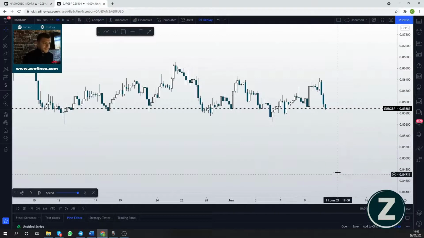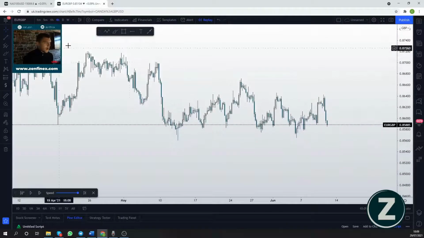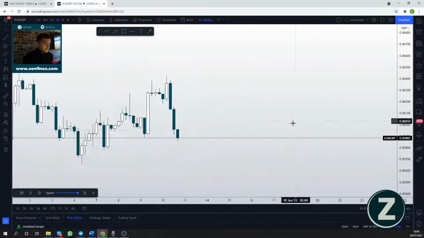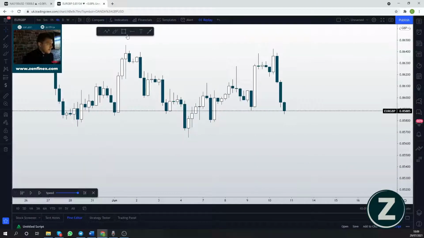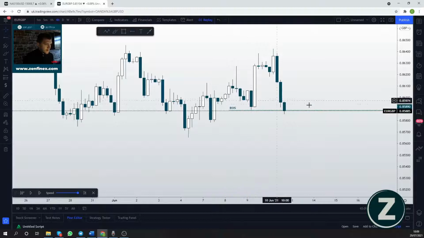Now let's have a look at some bearish order block examples. So you can see that Euro GBP as a whole really is trending to the downside, and you can see that if we zoom right in on the market structure now, you can see that we've actually closed below this market structure low. So we can claim this as a break in structure.